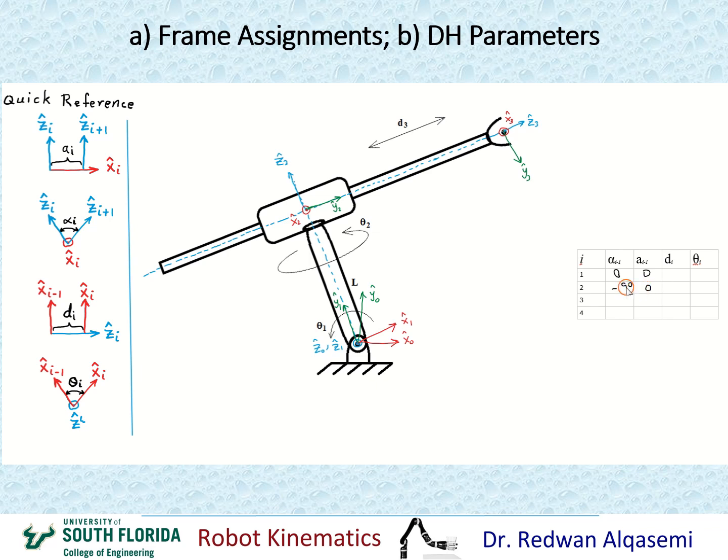I'm going to look at when i equals 3, so I'm looking at a2 and alpha 2. So let me start with alpha 2. For alpha 2, I have to look at z2 and z3 about x2. Again, z2 is here, z3 is here. So I have to look about x2. x2 is coming out of the board. So to go from z2 to z3, I'll have to do negative 90 degrees as well. So that would be negative 90 degrees.